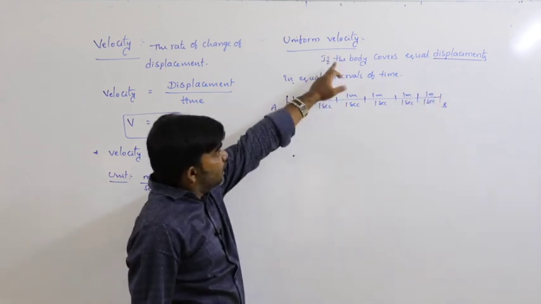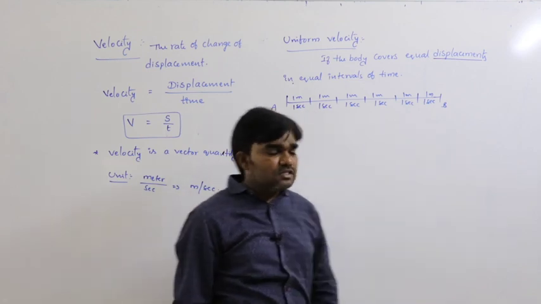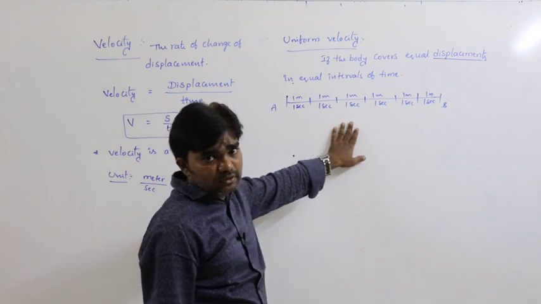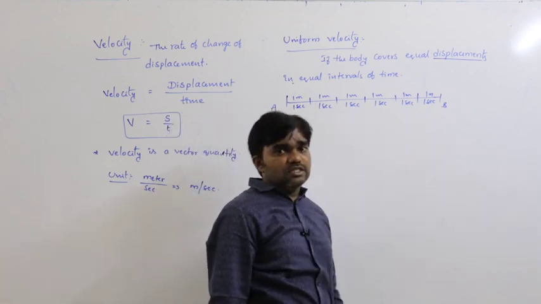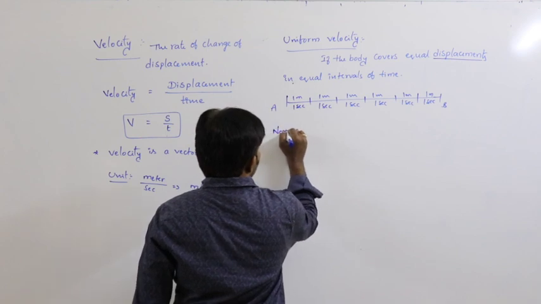So if the body covers equal displacements in equal intervals of time, then we can say that the body travels with uniform velocity. Then what is non-uniform velocity?